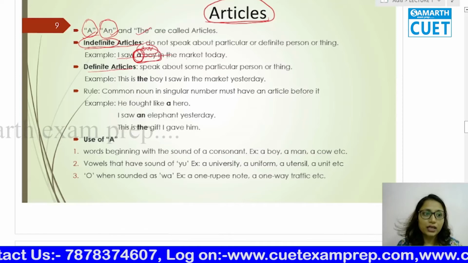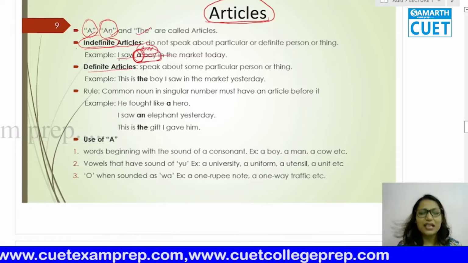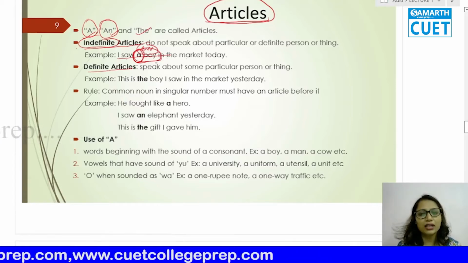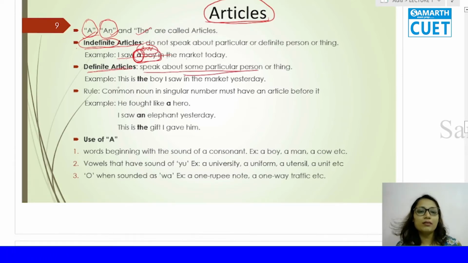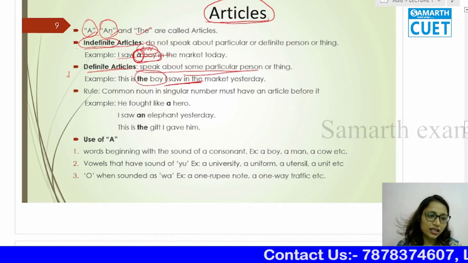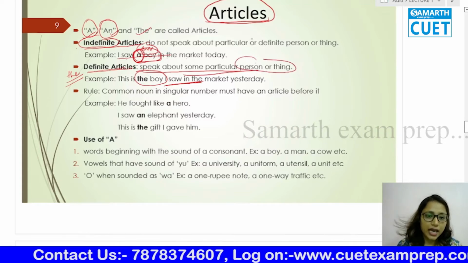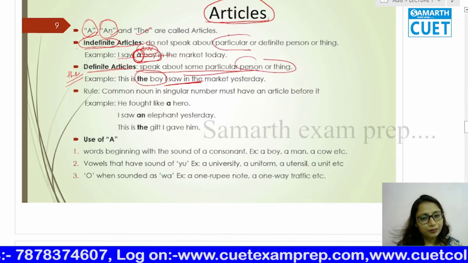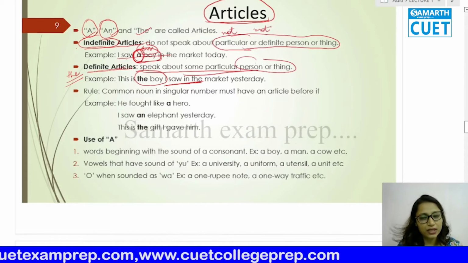So let's come back to indefinite articles. Indefinite articles do not speak about a particular definite person. So here I am saying I saw a boy in the market. I saw a girl in the market. Definite articles are where you are talking about some particular person. If I tell you, this is the boy I saw in the market yesterday, the boy is that particular one. So the is the definite one, because the is used for a particular person or thing, and a and an are used for any random person, not a particular, definite person or thing.